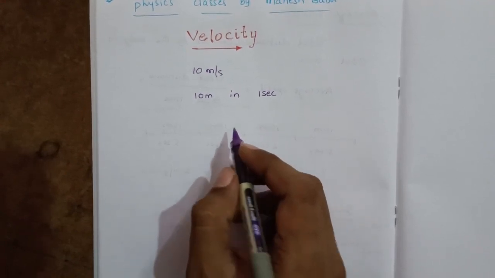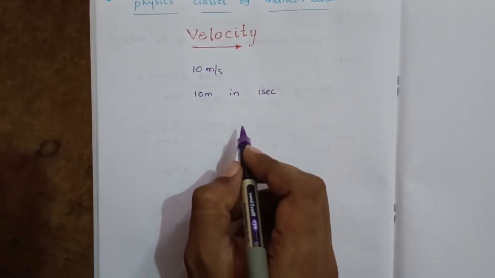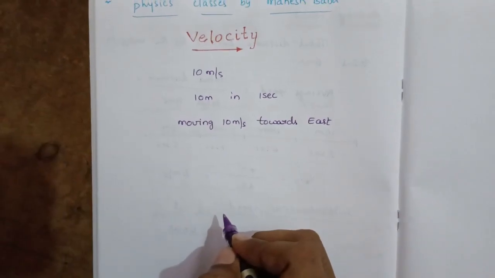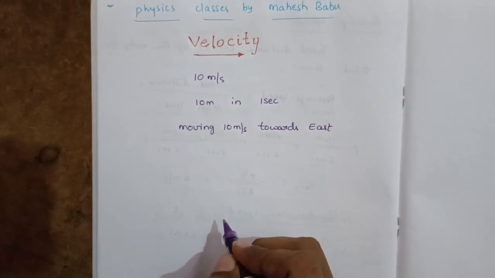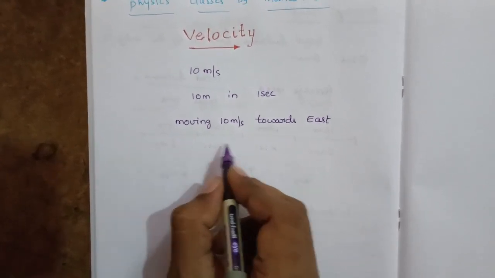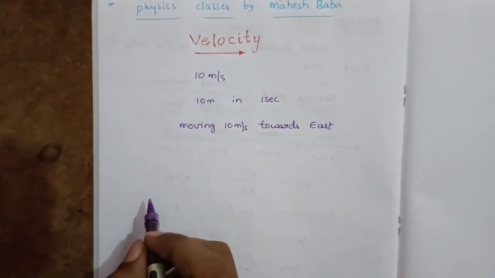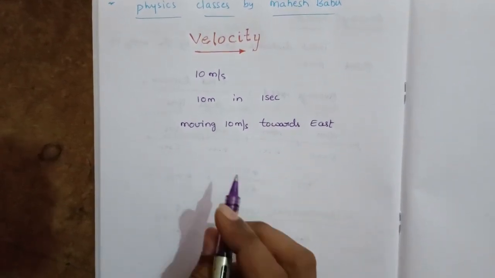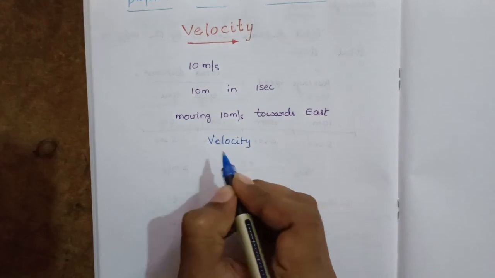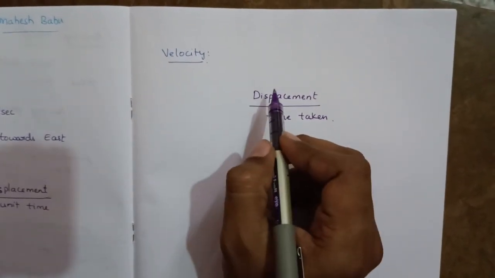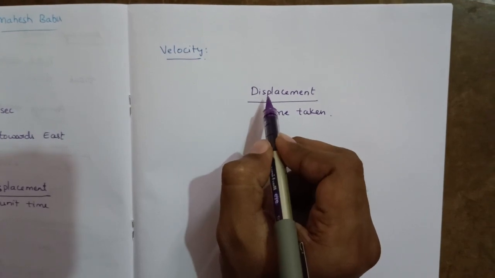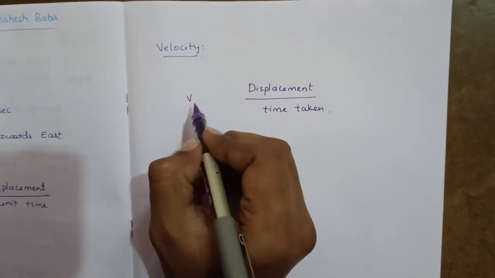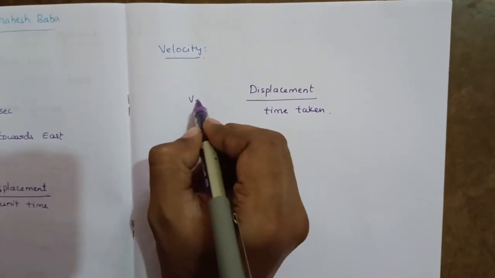If you say the car is going with 10 meter per second towards east, then it is very clear, no? So instead of saying speed, we need another word to specify its direction, that is velocity. Velocity of a body can be found by dividing the displacement by the time taken.